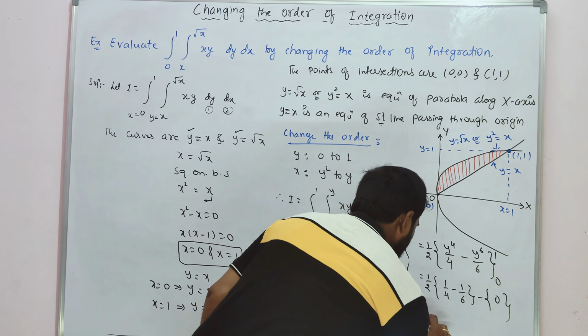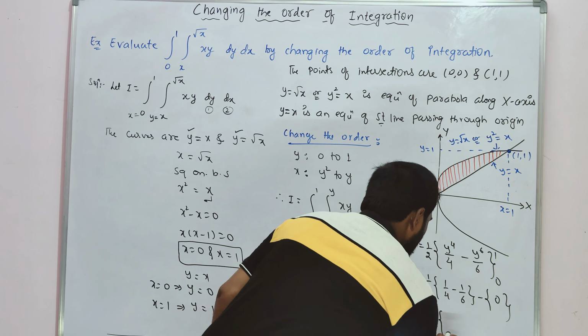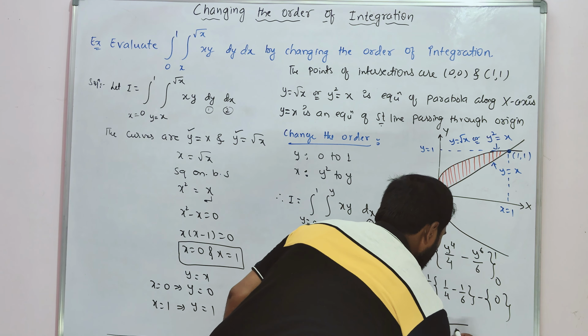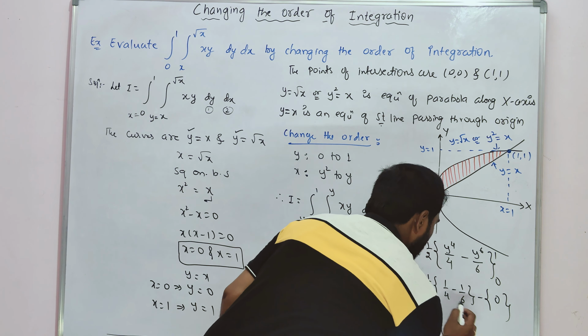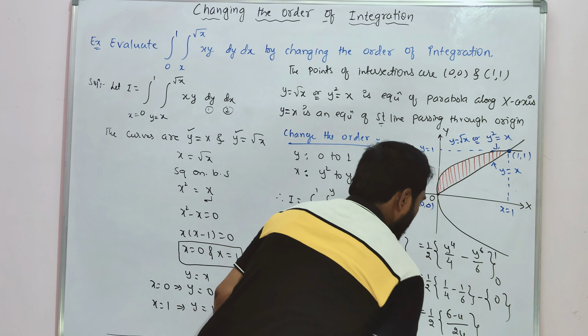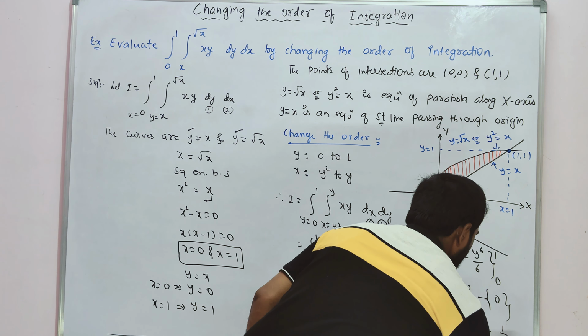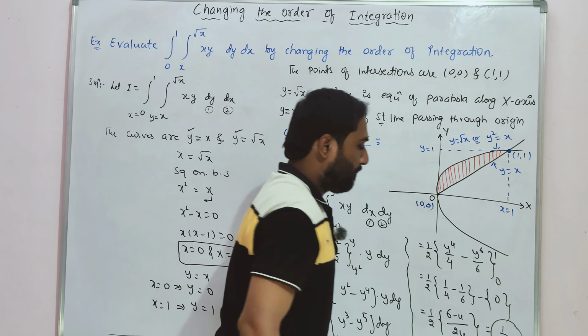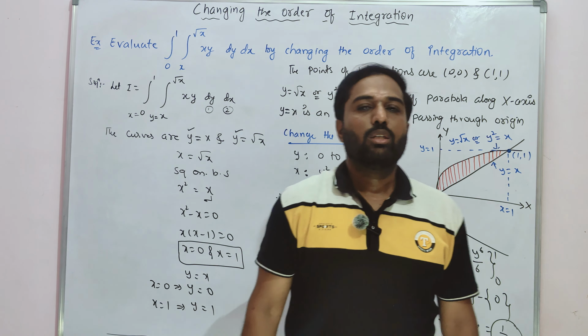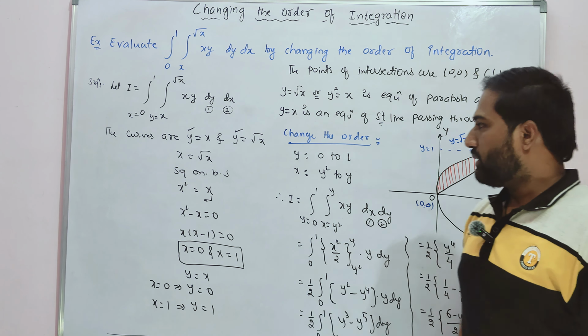Now let us simplify this. What you will get is 1 by 2 times the limit, which will be 6 minus 4 over 24. Now the 2 gets canceled, it remains 1 by 24, isn't it? 1 by 24. So this is the result, my dear students.